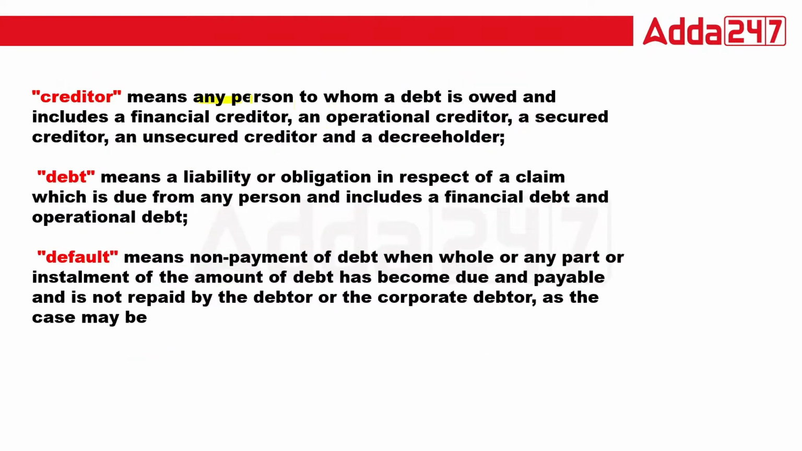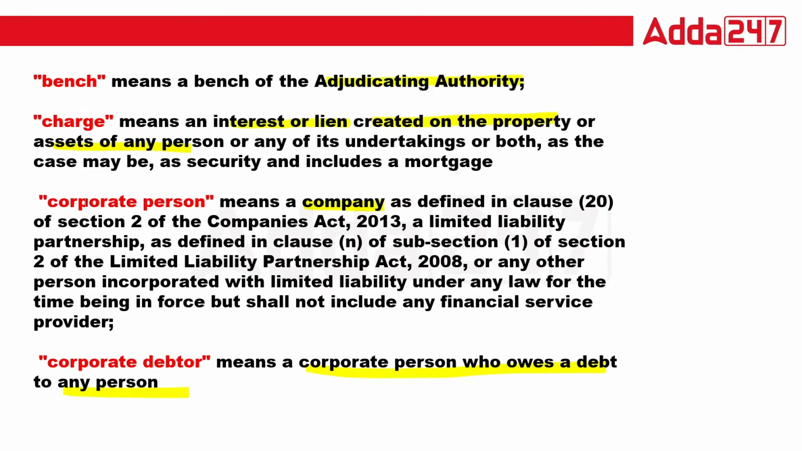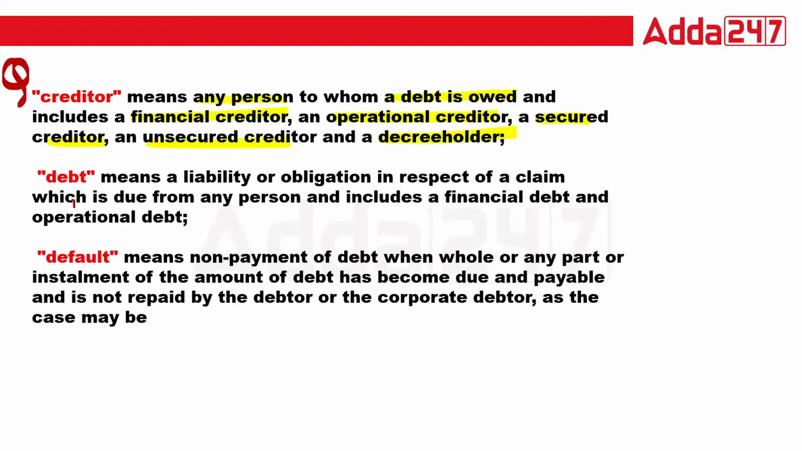Creditor: any person to whom a debt is owed, and it includes a financial creditor, operational creditor, secured creditor, unsecured creditor, and the decree holder. So guys, these are the things that are included in creditor. So creditor, that is an important word. What is debt? Debt is a liability or obligation in respect of a claim which is due from any person, includes financial debt, operational debt. That's it. Default, that is non-payment of the debt. That is called default.